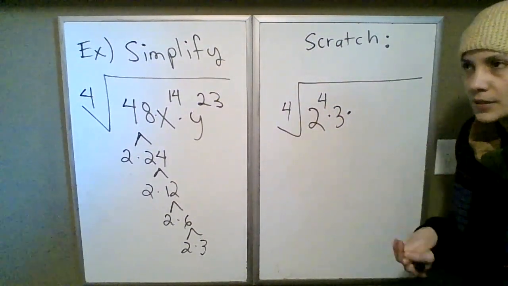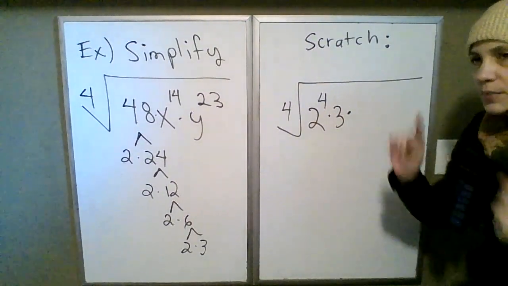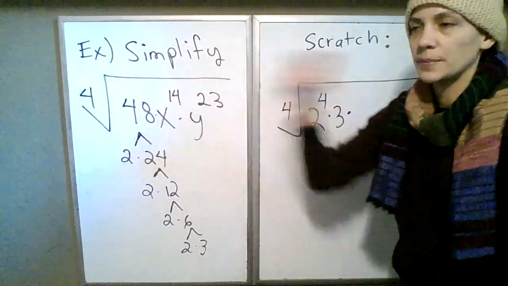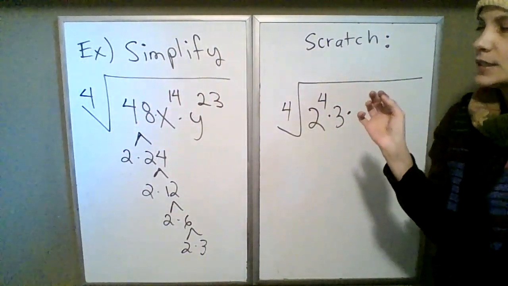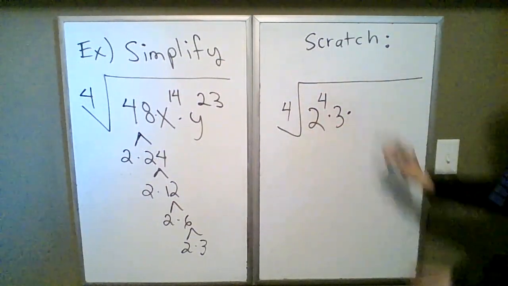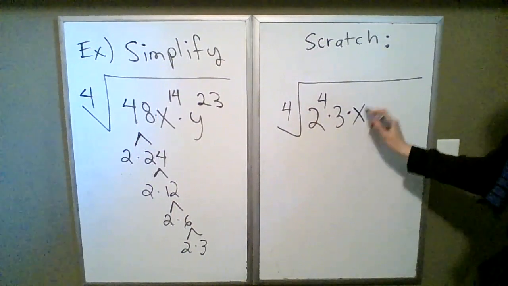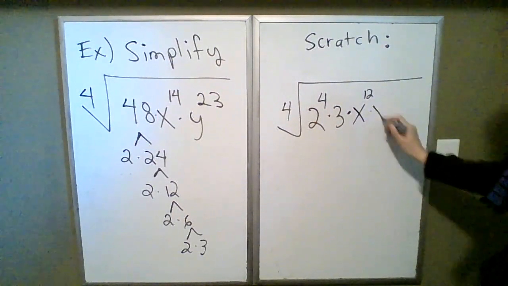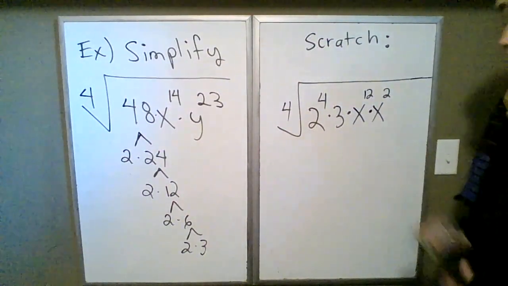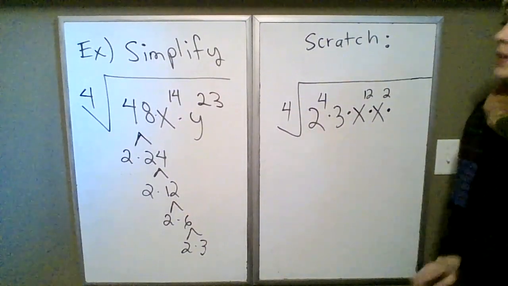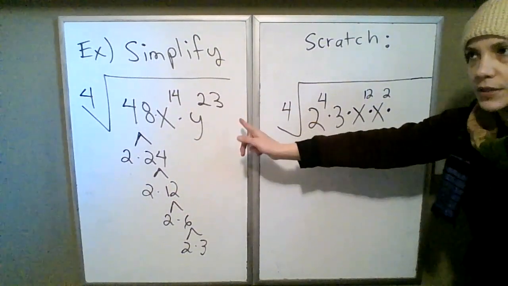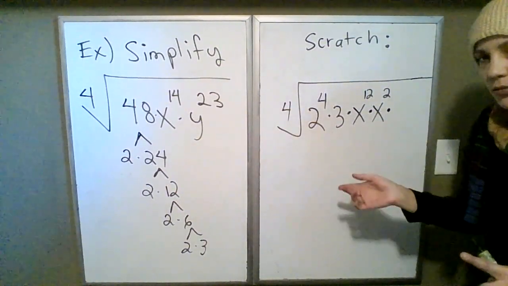Okay, to work with x to the 14th, I want to somehow have a power 4 and that would match my root 4. 4 goes into 14 3 times with 2 left over. Similar thing for y to the 23rd. How many times does 4 go into 23? 5 times with 3 left over.